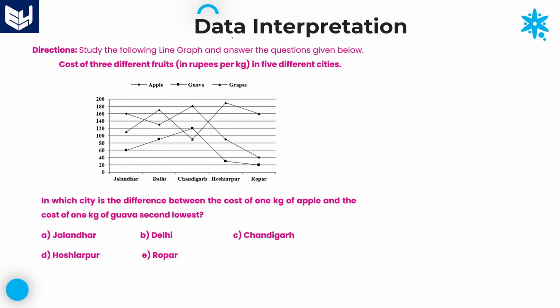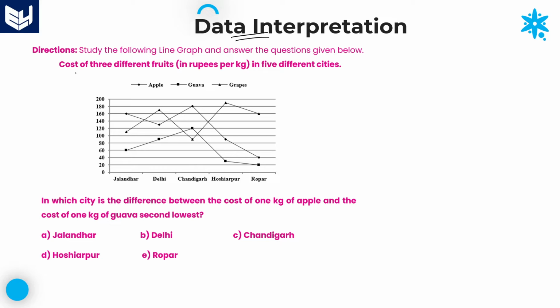In this session, I am continuing line graph data interpretation. First of all, we need to read the information carefully and then, according to the given information, solve the questions. Right? First of all, see the information which is provided in this line graph data interpretation.